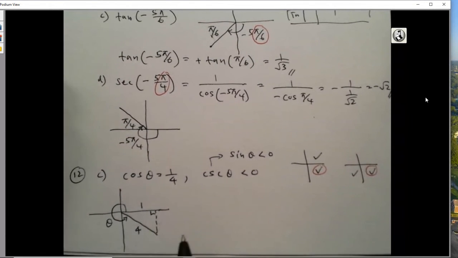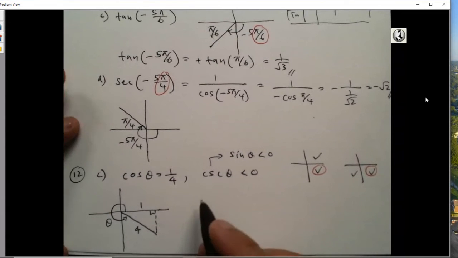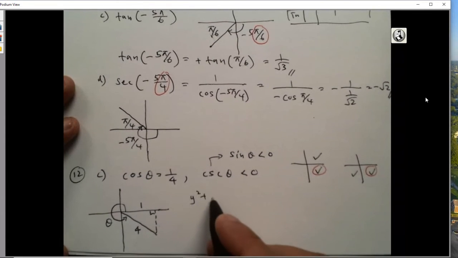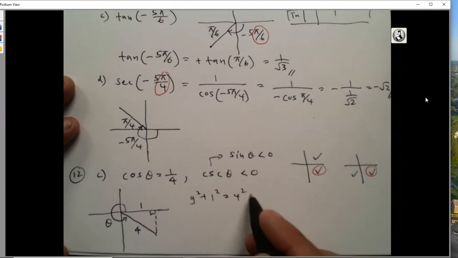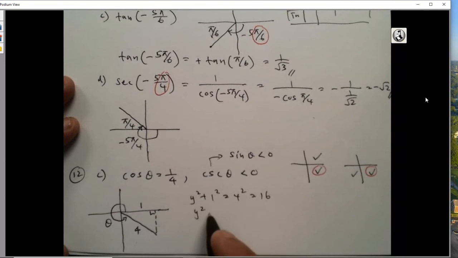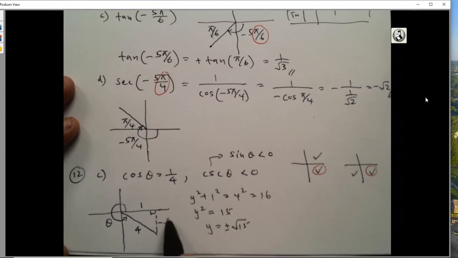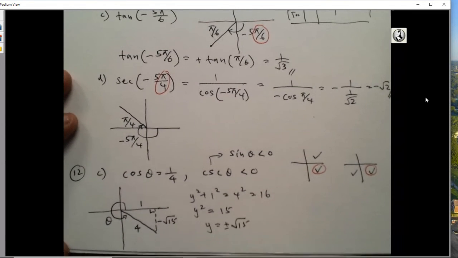Okay, good. Now you need to find the y. To find the y, we can use the Pythagorean identity. So y squared plus 1 squared equals 4 squared, which is 16. So y squared equals 15. So y is positive or negative square root 15, but since it's negative, that's what you get for y.